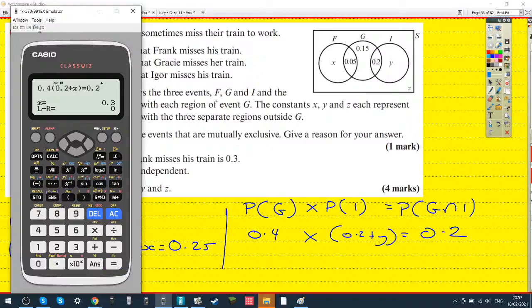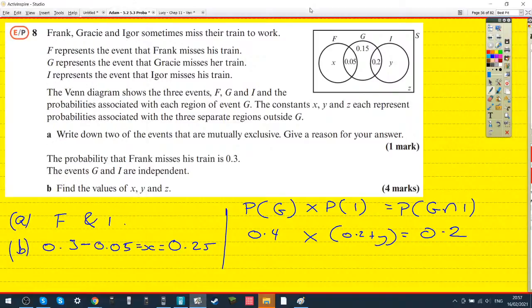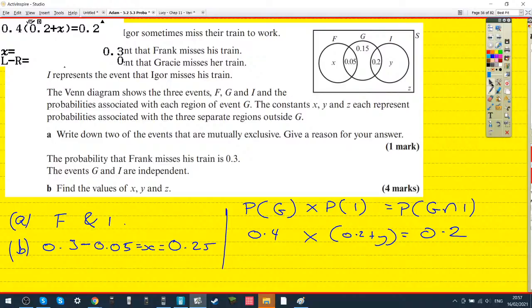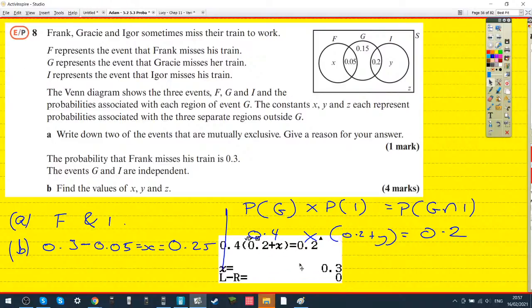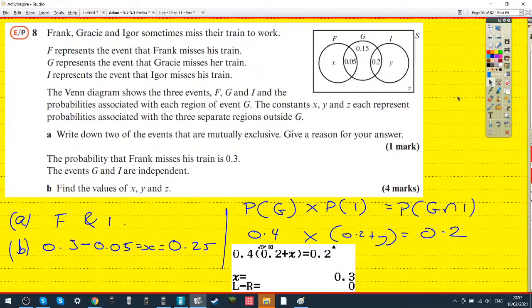I got 0.3. Boom. 0.3. Yeah, and we were doing it the other way around as well. We should have done 0.2 over 0.4. Yeah. And then subtracted 0.2. Okay, we get Y is 0.3.